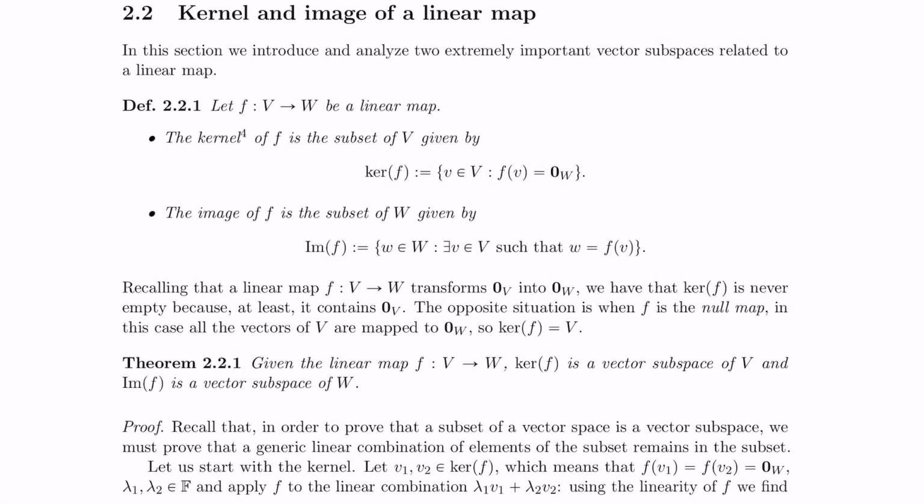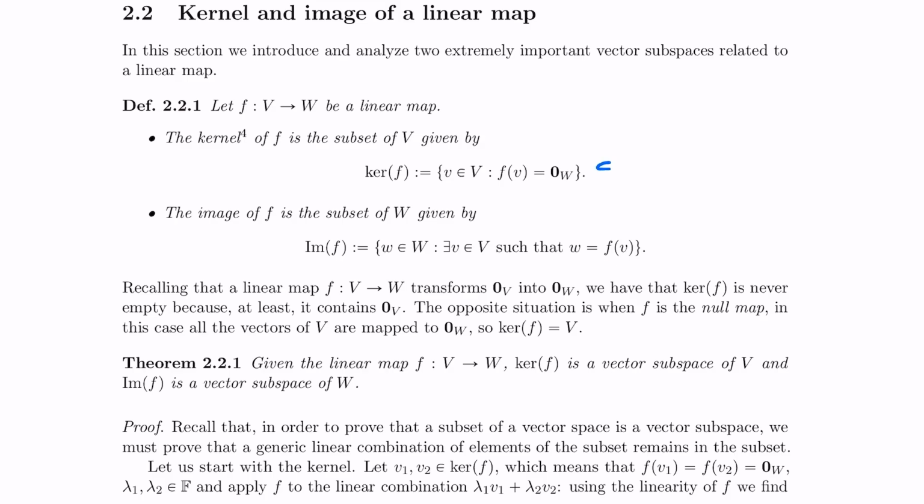In this section, we're going to see that linear maps allow us to build two noticeable vector subspaces. Precisely, given the linear map F between vector spaces V and W, we define the kernel of F, indicated with this symbol, the subset of V, given by all the vectors that are transformed to the null vector of W by F. Moreover, we define the image of F, indicated with this symbol, the subset of W, given by the vectors that can be written as images of vectors of V via F.